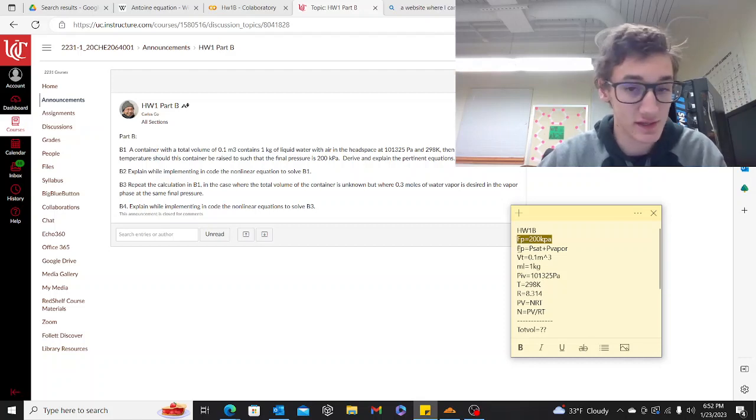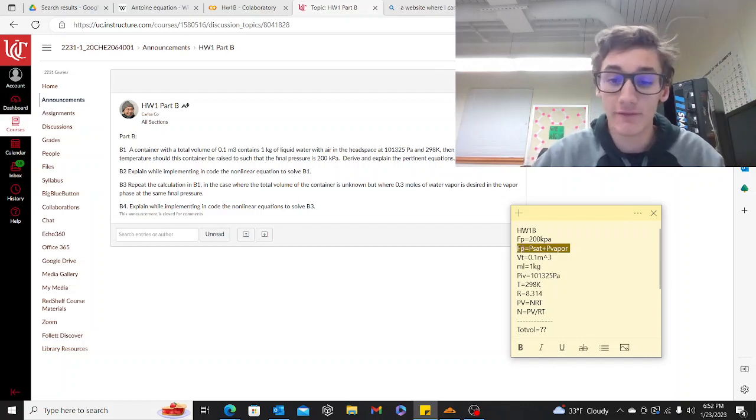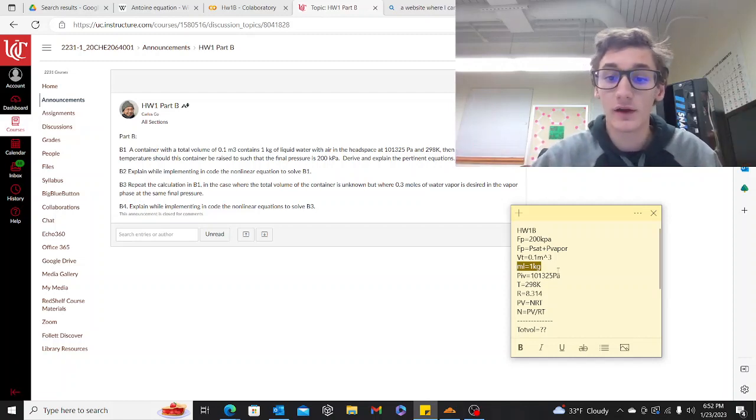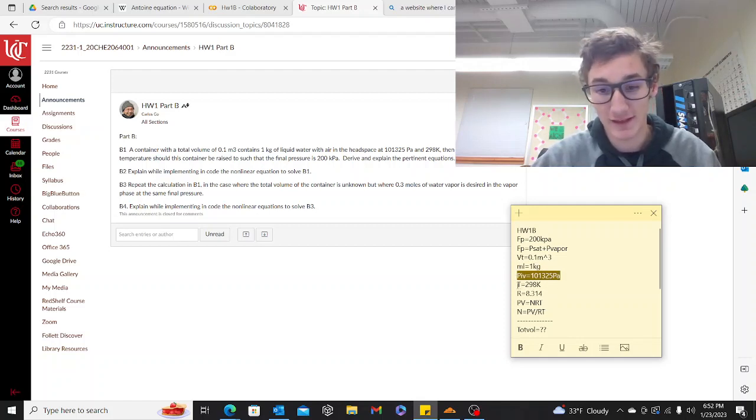As I said earlier, we're going to break that down into two different steps. We have our final pressure, then our saturation pressure, and the pressure of our vapor. We also have our total volume and the mass of our liquid, in which, using the density, we're able to calculate the different volumes inside. We have our initial pressure, our temperature, our R value, and then just the equations.